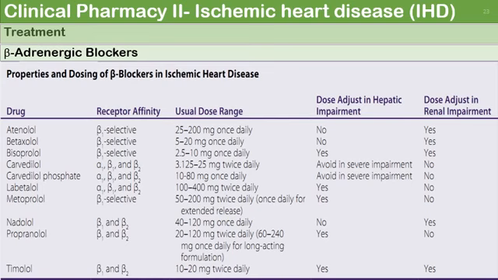يحتاج adjustment فقط بالهيباتيك. نادولول يشتغل non selective beta 1 beta 2. بروبرانول non selective اوكي excreted hepatic. تايمولول non selective excreted by both routes.